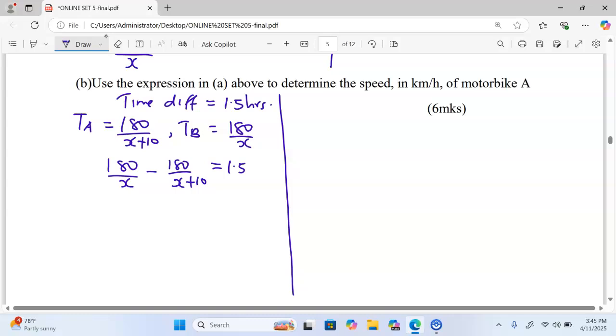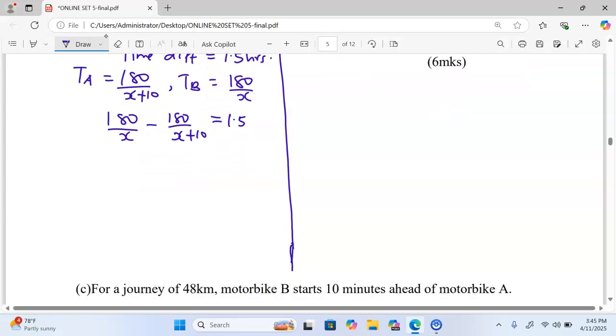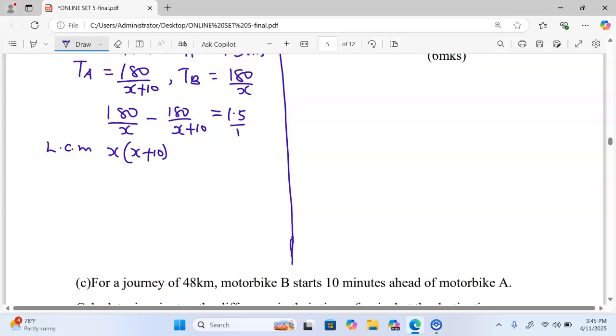From here now, we are good to go. We are going to look for the LCM of x plus 10, and of course 1. In this case, the LCM is going to be x into x plus 10. Taking the LCM, we can now multiply across by the LCM. That is, we have 180 over x, we multiply by the LCM, which is x into x plus 10, minus 180 divided by x plus 10.